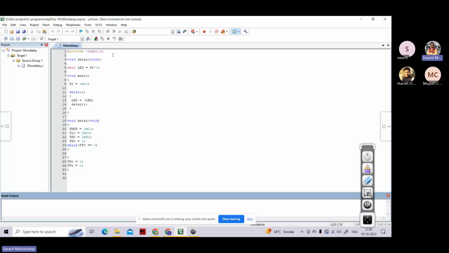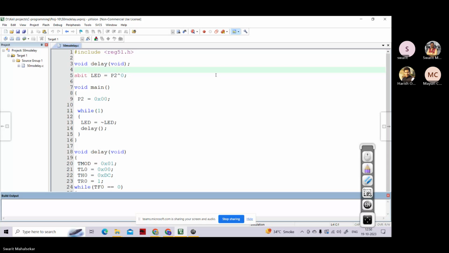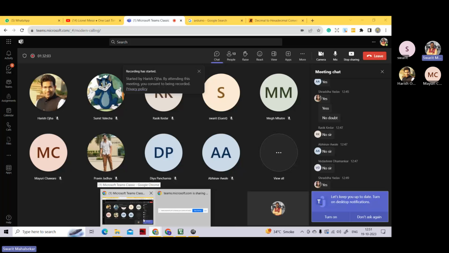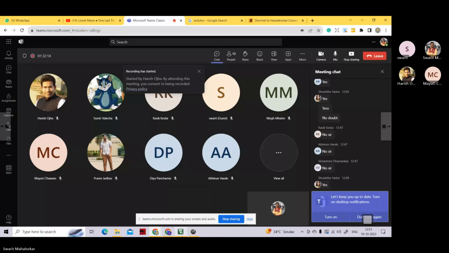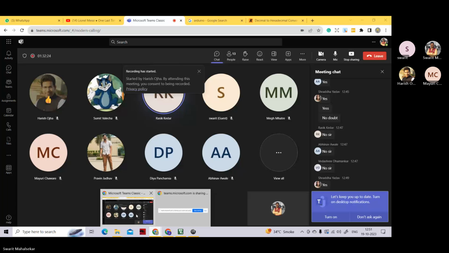As usual, this is my header file, include reg51.h. Is this program visible? Can you see this, guys? Please reply. Can you see this particular program? Yes, sir. Okay, great.